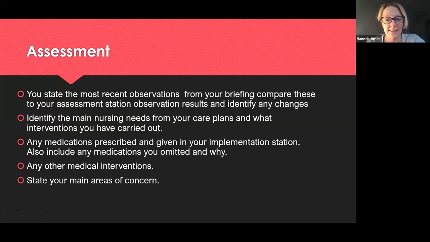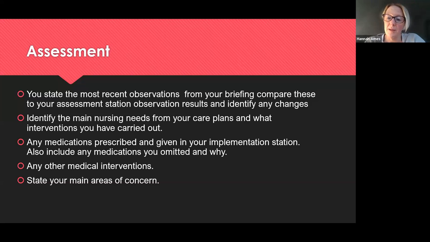So say the respiratory rate is now 30. I'd say respiratory rate is 30. But you have to identify any changes from the observations that you did in your assessment station. So it could be respiratory rate is now 30, this is increased from 20. So that is really important, identifying changes between the new set of observations they give you and the observations that you took and recorded in your assessment station. You need to identify main nursing needs.